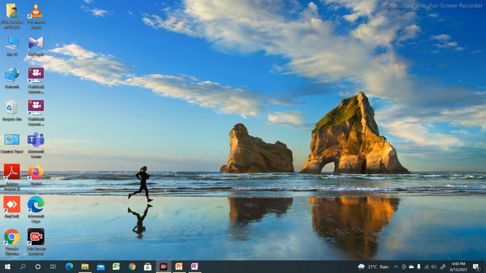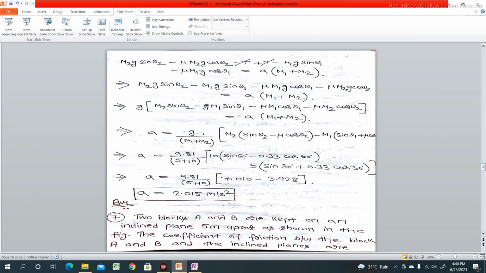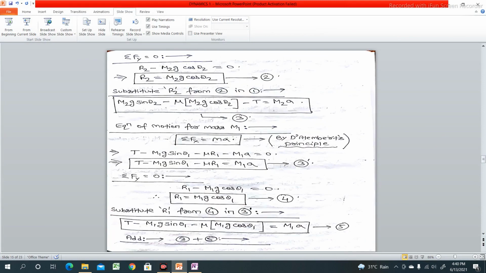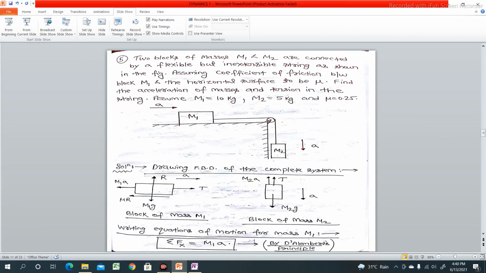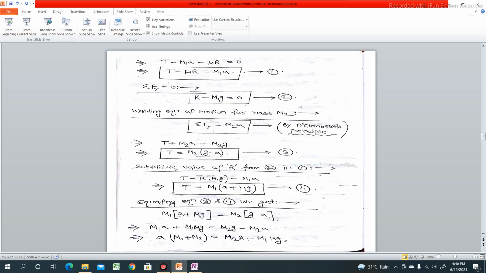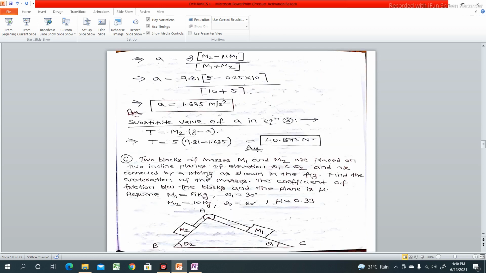Before starting today's class, let me give you a brief recap of what we have done in the previous class. In the previous class, we solved a few problems related to D'Alembert's principle. That is, we solved the problem which you can see on my screen, as well as this inclined plane problem.